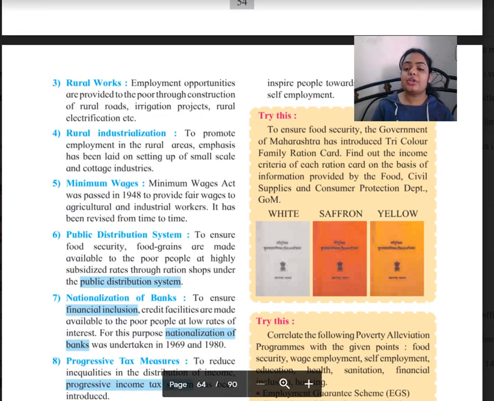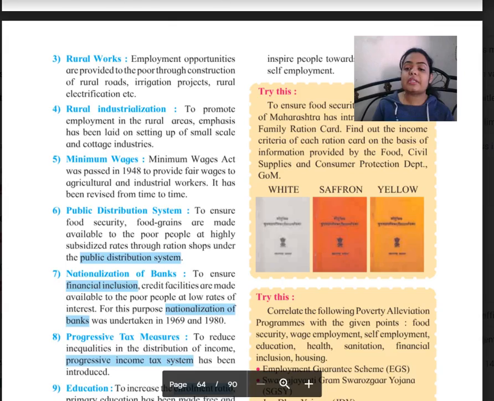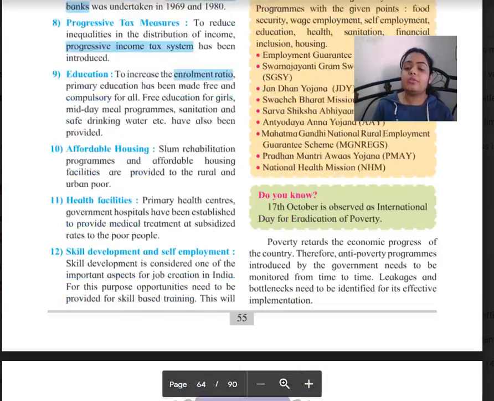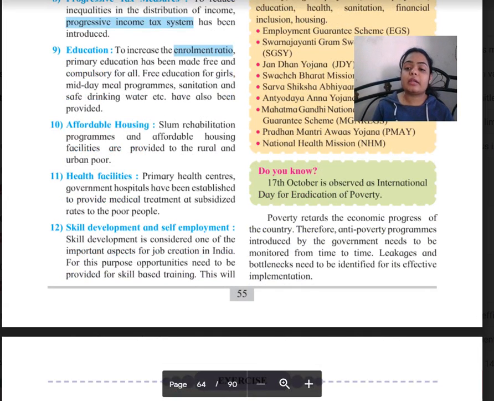To ensure food security, the government of Maharashtra has introduced the Tricolor Family Ration Card. It finds out the income criteria of each ration card on the basis of the information provided by the Food, Civil Supplies and Consumer Protection Department. So these are the different ration cards which are given to different members of the public, depending upon the income they have, and each ration card provides a different facility. This is one of the measures being taken by the government.